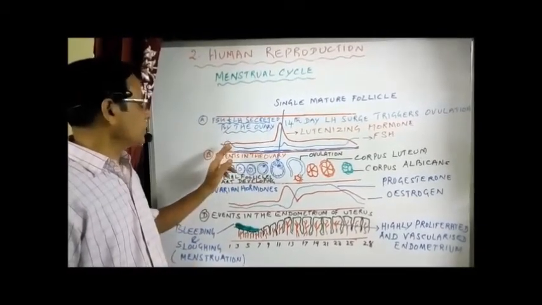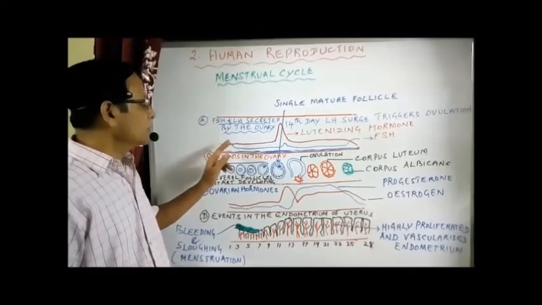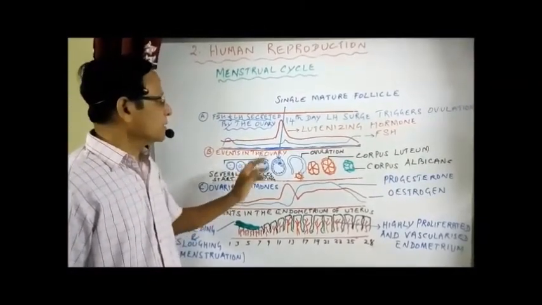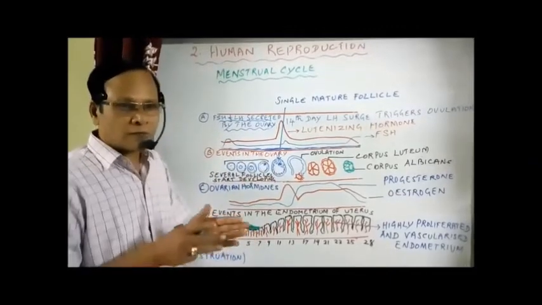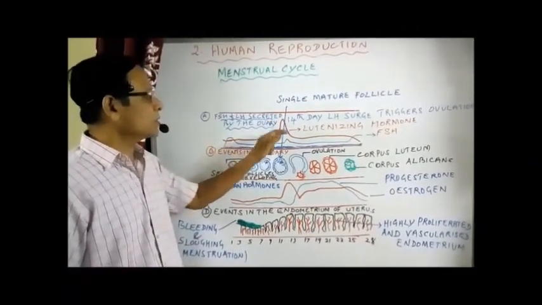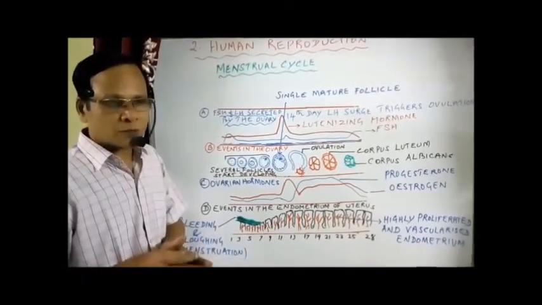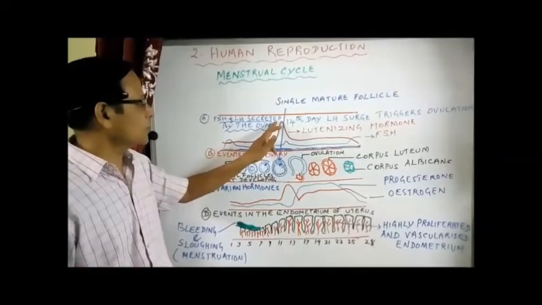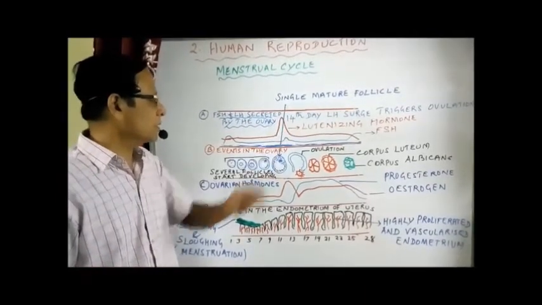Here you see that first the FSH level is increasing gradually. Then on the 14th day its level declines. But the level of LH hormone increases, because it is responsible for ovulation and also the formation of the corpus luteum. That's why I represented a peak of luteinizing hormone.